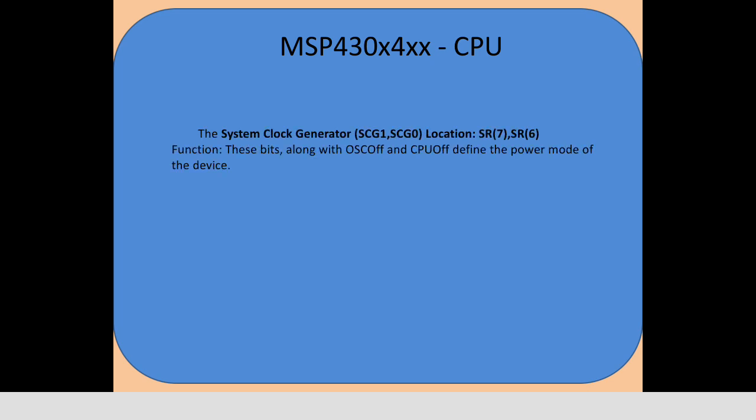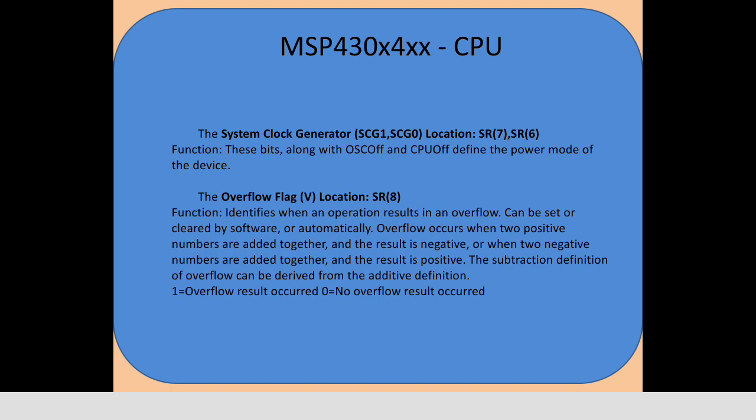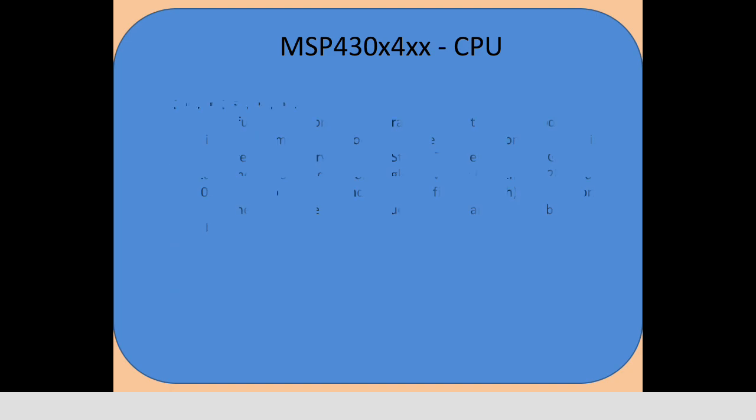And next we have the system clock select bits. These are 2 bits, that is SR7 and SR6. We can use these bits along with the oscillator off and CPU off bits in power modes. In later concepts we can see power mode operations of MSP430. And the next is the overflow flag. The location of the overflow flag is SR8. If, while performing arithmetic operations, the allocated memory is not sufficient for the result, then an overflow has occurred. If it is 1, it means overflow has occurred. If it is 0, it means no overflow has occurred.